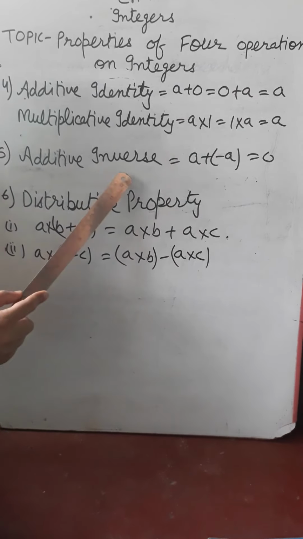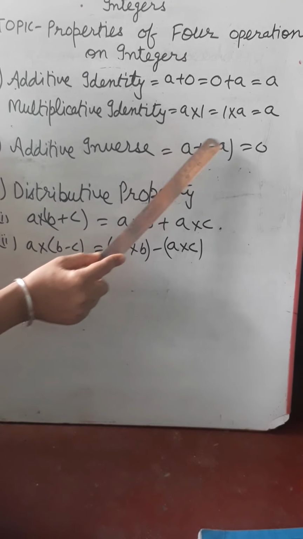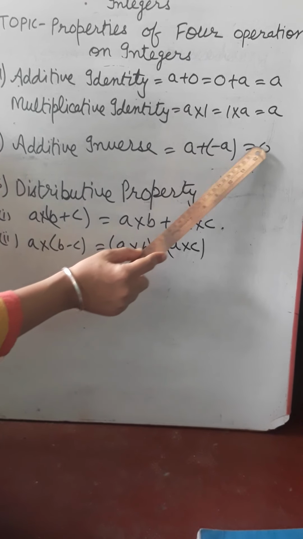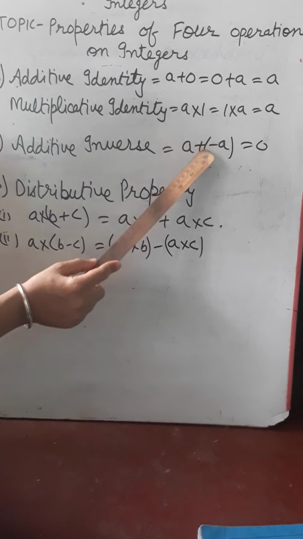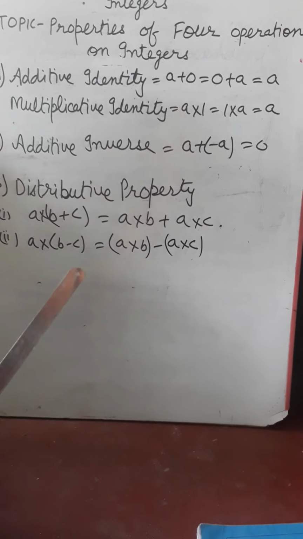Next, in additive inverse, if we add an integer with its negative integer, a plus minus a equal to 0. Suppose 2 plus minus 2, we will get 0. That is additive inverse of any integer.